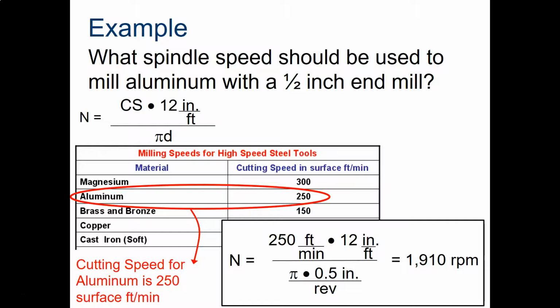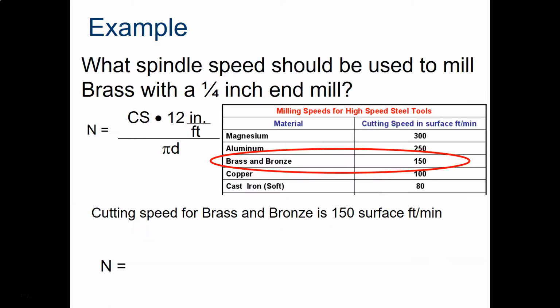Conversely, expert machinists know how to find so-called sweet spots of high speeds and feeds that any small fluctuation from exact values could destroy the tool or material. Let's do another one. What spindle speed should be used to mill brass with a 1/4 inch end mill? Pause the video if you want to try solving for this 1/4 inch end mill used with brass.